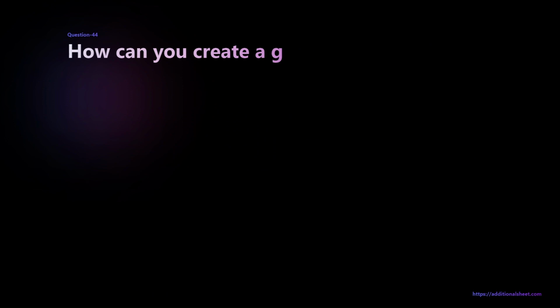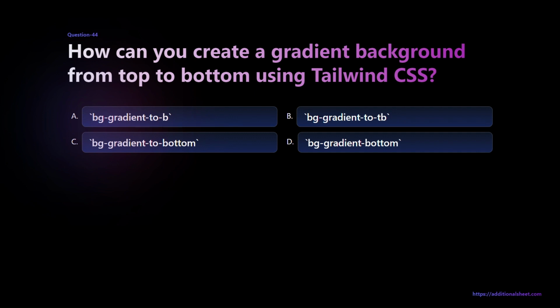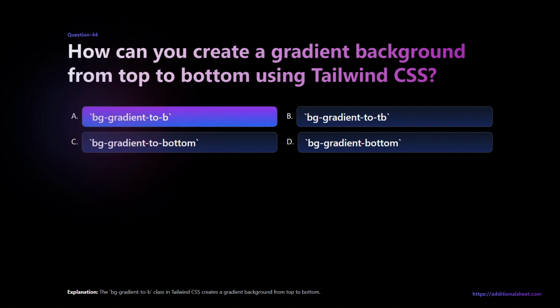How can you create a gradient background from top to bottom using Tailwind CSS? Option A, bg-gradient-to-b. Option B, bg-gradient-to-tb. Option C, bg-gradient-to-bottom. Option D, bg-gradient-bottom. The correct answer is option A, bg-gradient-to-b.